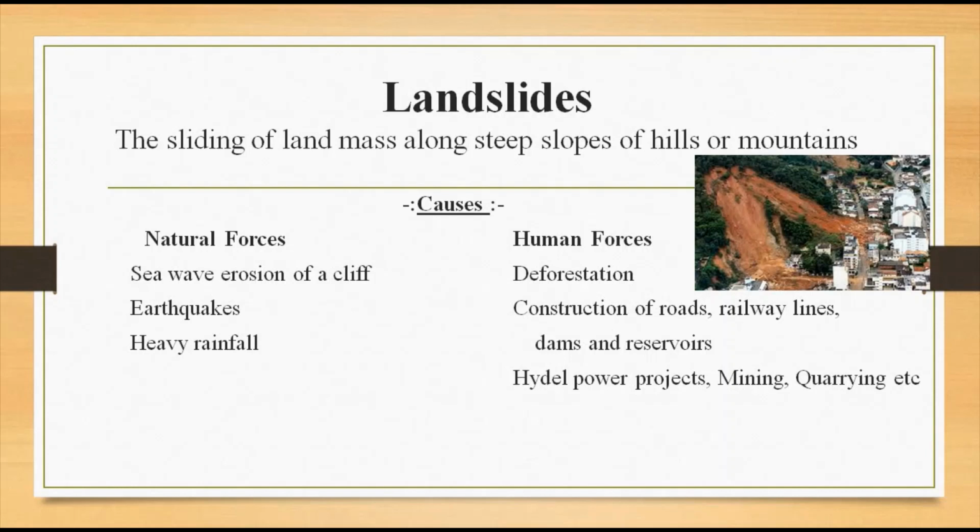What are the causes for that? Here again we divide them into natural causes and human causes. Natural forces: sea wave erosion of a sea cliff. On the sea shore, the sea waves continuously hit and erode the land, which results in a landslide. Earthquake: because of the shaking of the earth, the loose land will come down. Landsliding will happen.